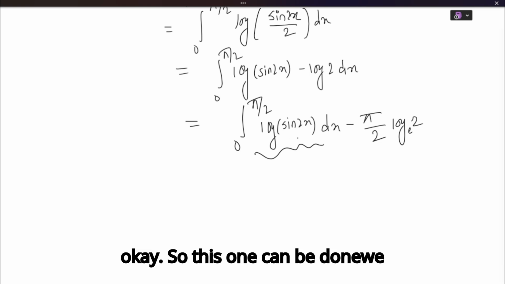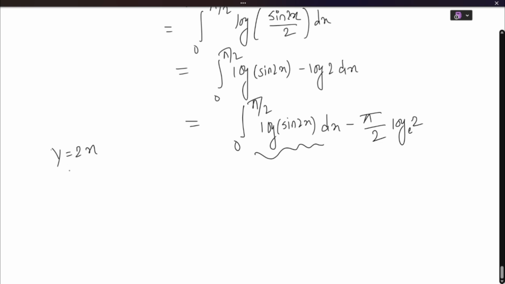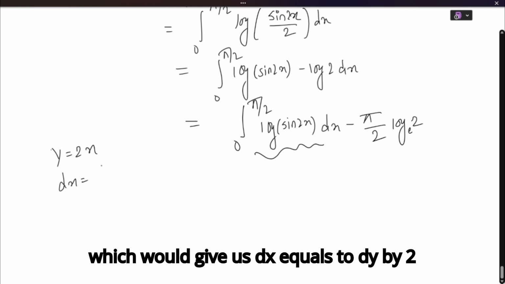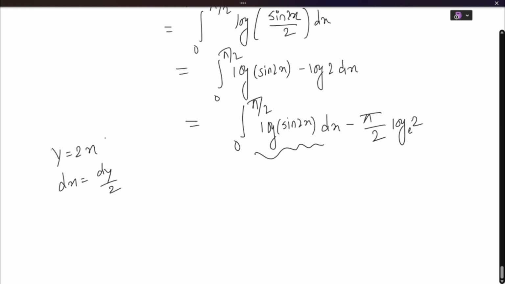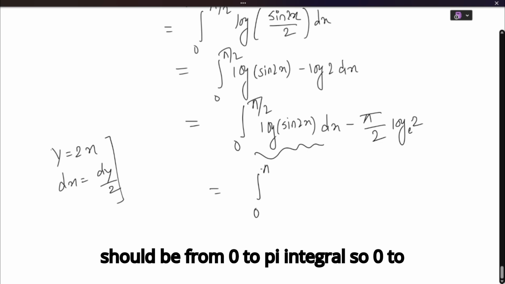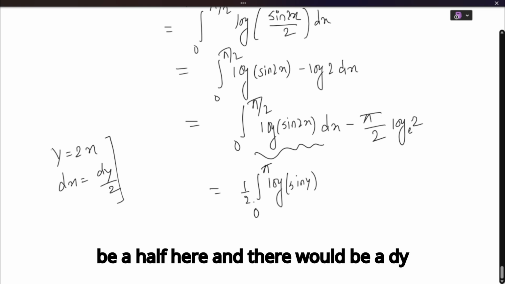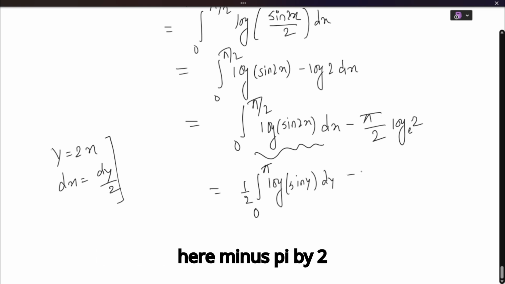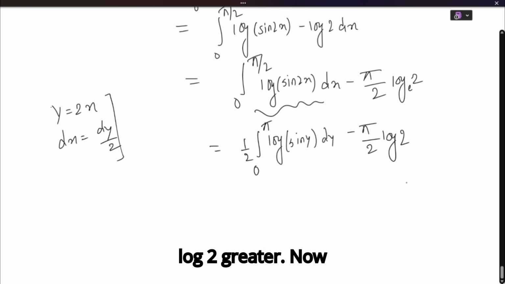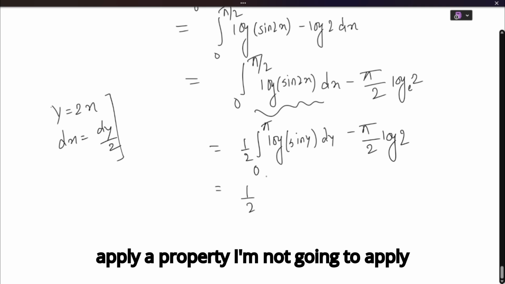Okay. So this one can be done. We can first substitute y equals 2x here, which would give us dx equals dy by 2, right? This would give us, the limit should be from 0 to pi, right? So 0 to pi log of sine y, and there would be a half here, and there would be a dy here, minus pi by 2 log 2. Great. Now there's a tricky part here. You can either apply a property. I'm not going to apply a property.